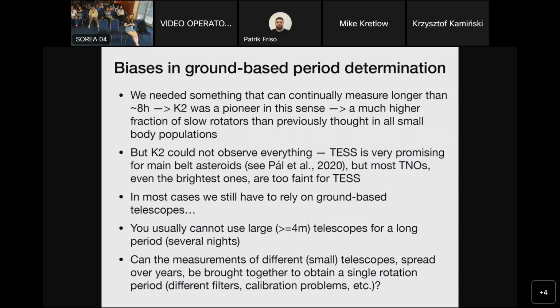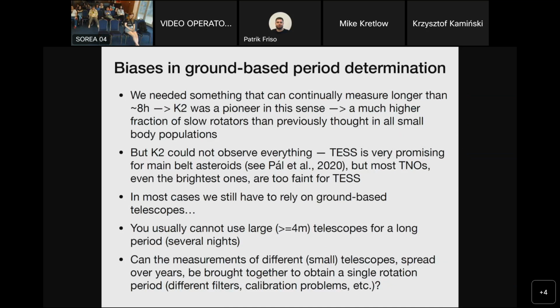But of course, K2, or Kepler, could not observe everything. It was a special case because only the pixels on the chip that were previously selected were downloaded. So data of passing-by asteroids could not have been obtained. But now we have TESS, and this is very promising for main belt asteroids.